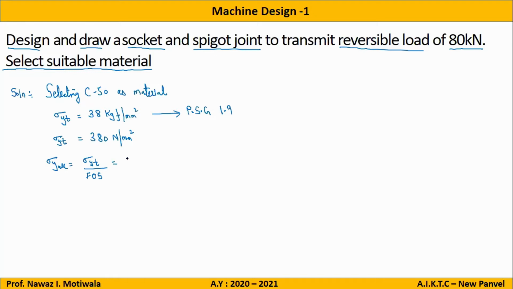So now I will write sigma yt, that is 380, divided by factor of safety, which can be assumed anywhere between 2 to 5. Let us assume for this case the factor of safety is 5. So what answer will I get? Just calculate and give me. 76 Newton per mm square. So sigma y allowable is 76. Therefore, sigma T, that is tensile stress, will be equal to sigma C, equal to 76 Newton per mm square. Any doubts to anyone till this part?